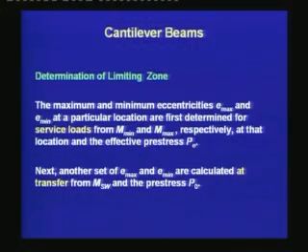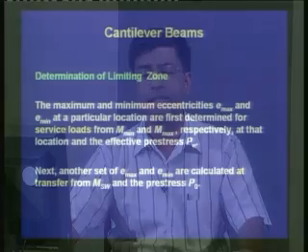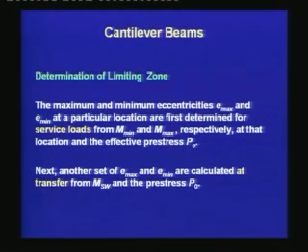The maximum and minimum eccentricities E max and E min at a particular location are first determined for service loads from M min and M max respectively at that location and the effective prestress Pe. That means first E max is calculated at a particular location from M min, which is obtained from the envelope moment diagram. E min is calculated from M max at the particular location. Both E max and E min we are calculating first for the service loads, and then we are checking for the transfer condition, that we calculate another set of E max and E min for the load at transfer from the self-weight moment MSW and the prestress at transfer, which is P0.